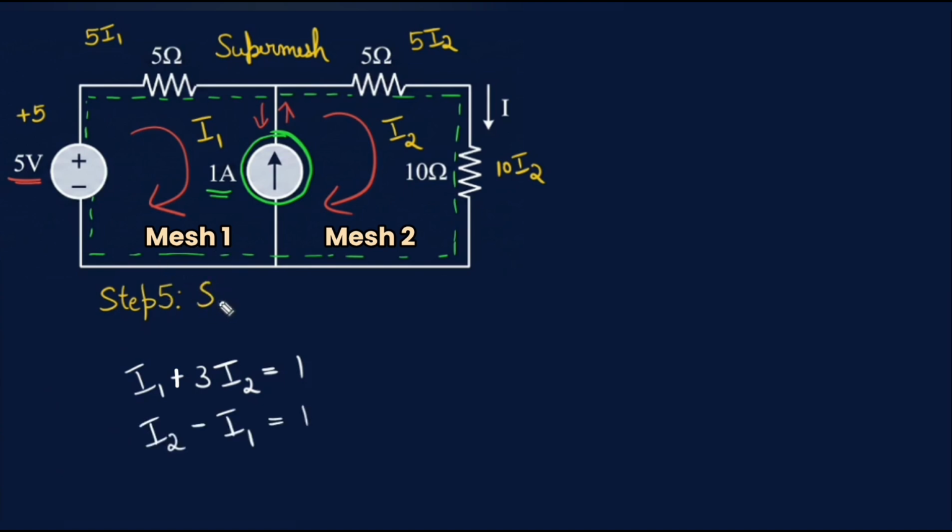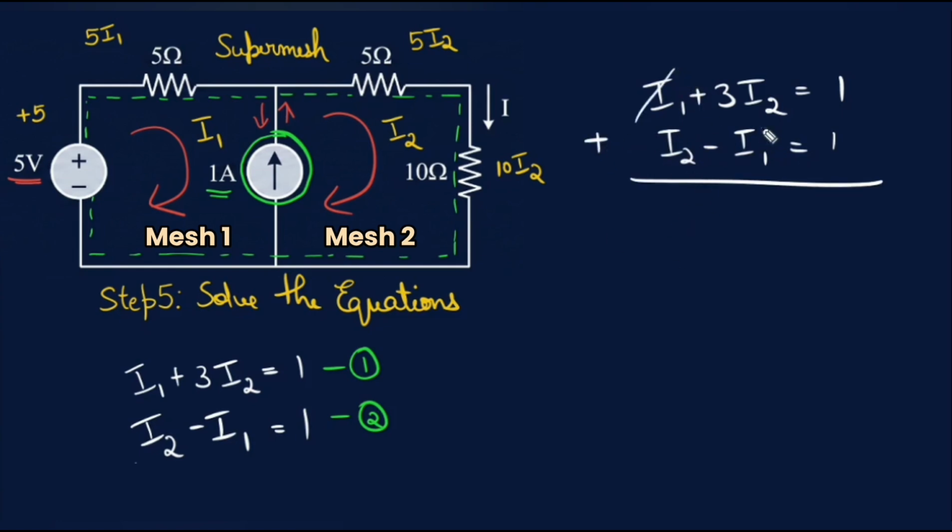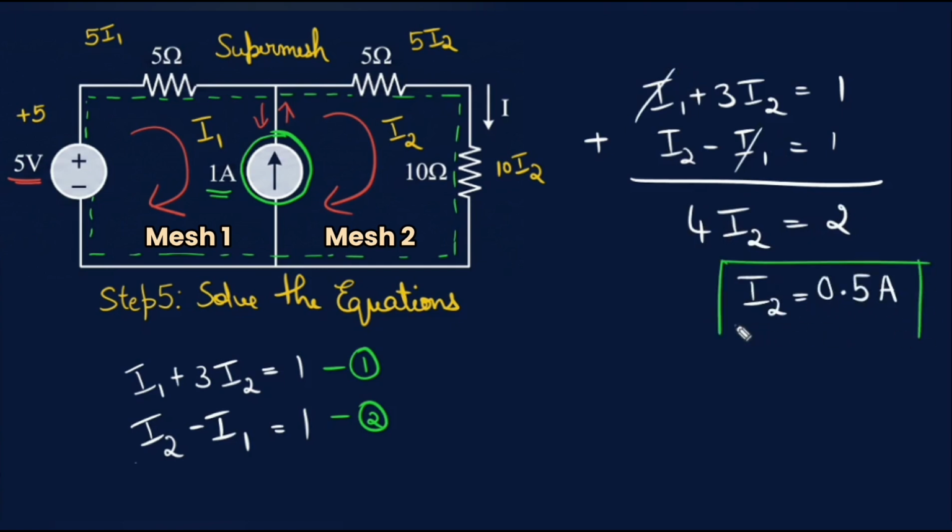Step 5. Solve the equations. Now we have two equations with two unknowns. I1 plus 3I2 equals 1, and I2 minus I1 equals 1. Adding both the equations, we get 4I2 equals 2, which is nothing but I2 equals 0.5 ampere.